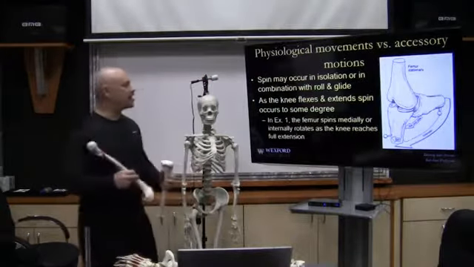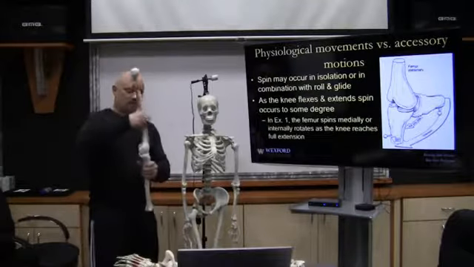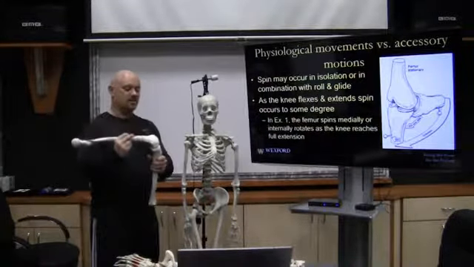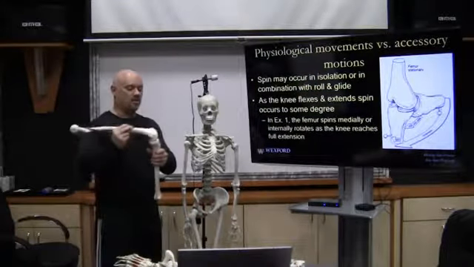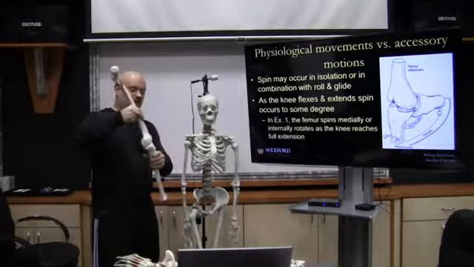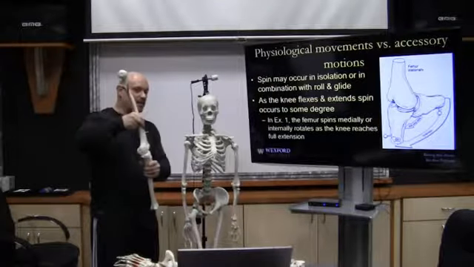Now, spin may occur in isolation or in combination with roll and glide. So it rolls, it glides, and as you come up, it rolls, it glides, but at the top, it may spin medially to lock it into place. This is very common with the knee joint.